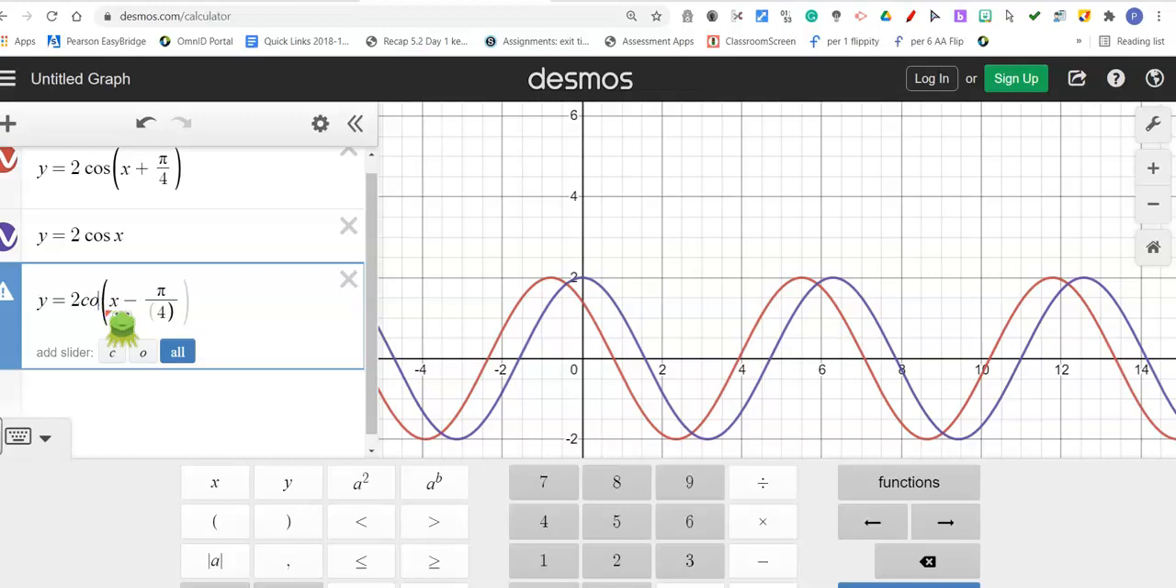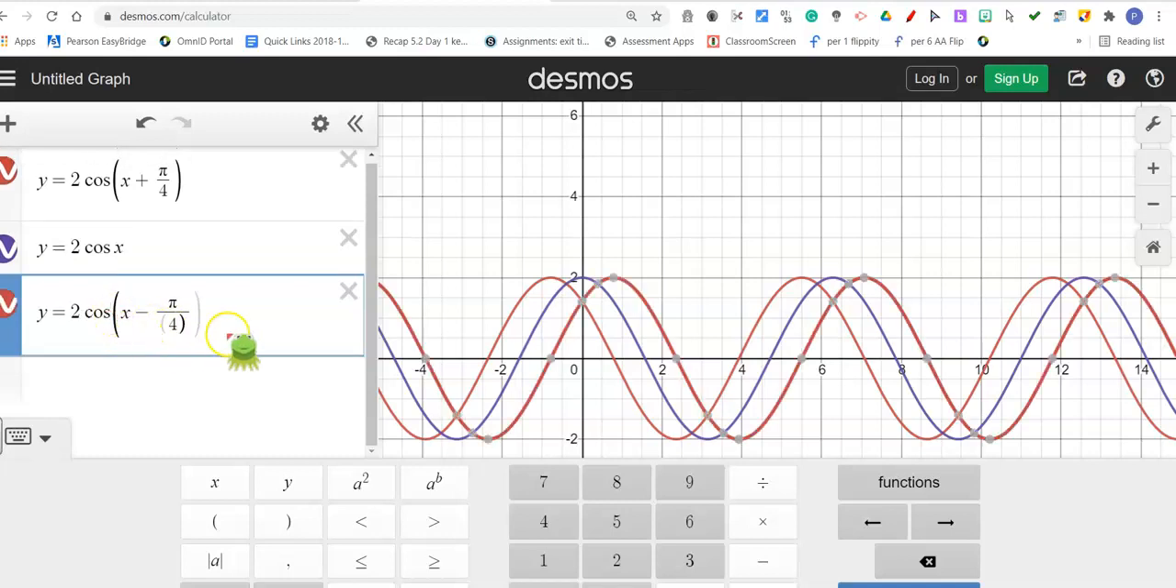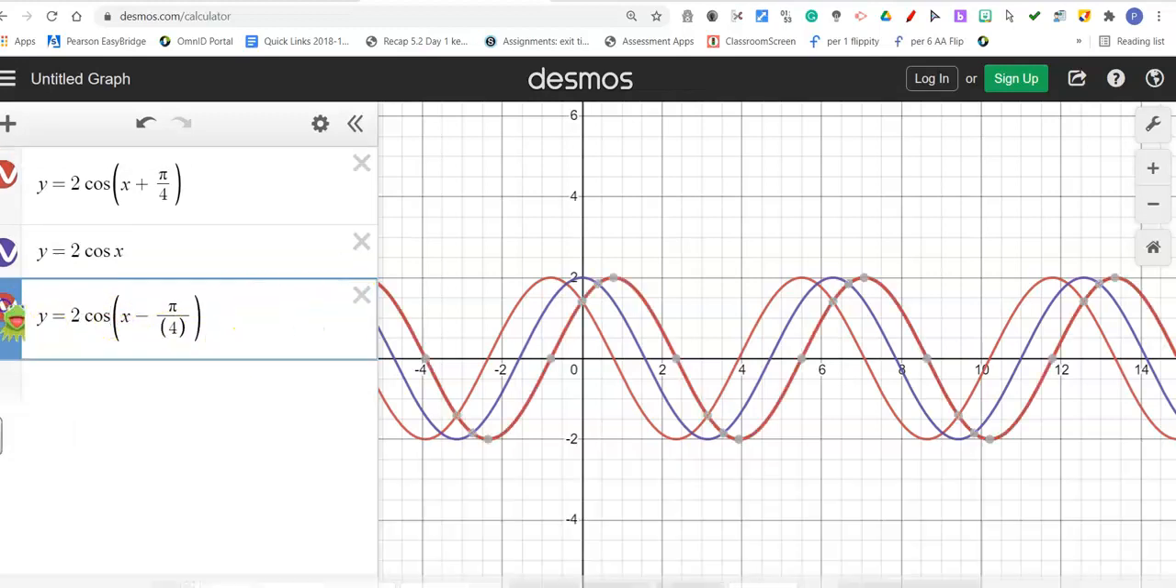Oops, I spelled cosine wrong. There we go. And let's change, we could change it. Well, you can see that one. Kind of wish that it was a thicker line there. It moved it this way. Right there. Okay, so have a little fun with that.